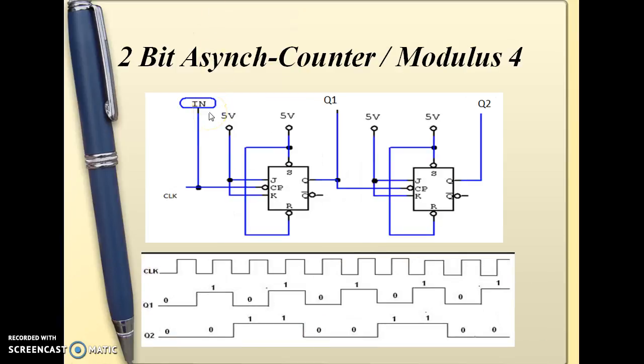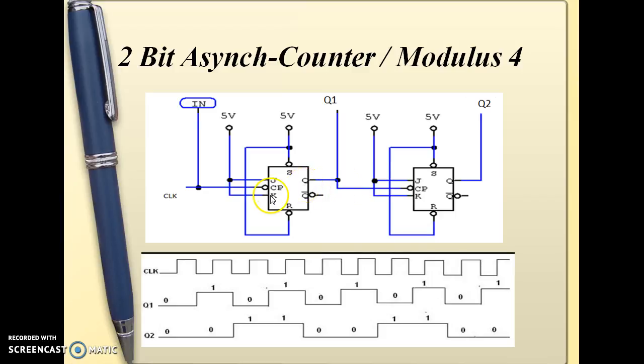Next is the 2-bit asynchronous counter, or a mod 4 asynchronous counter. In this we are using 2 JK flip-flops, which are again configured in toggle mode. That is, both J and K inputs of both the flip-flops are connected to logic high state. In this, the first flip-flop alone is fed from an external clock. The clock input of the second flip-flop is connected to the Q output of the previous flip-flop.